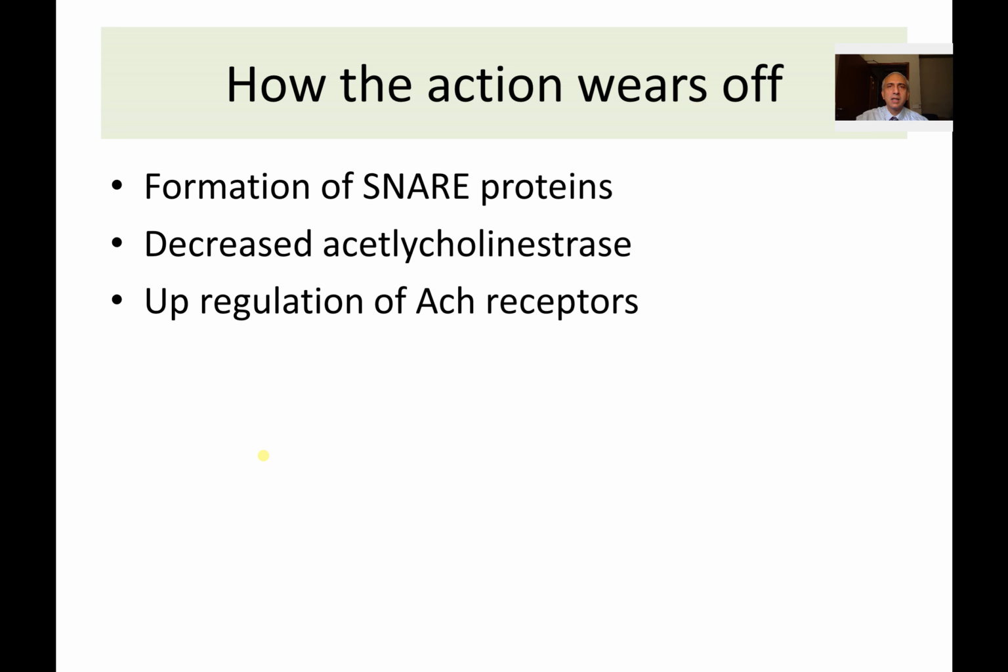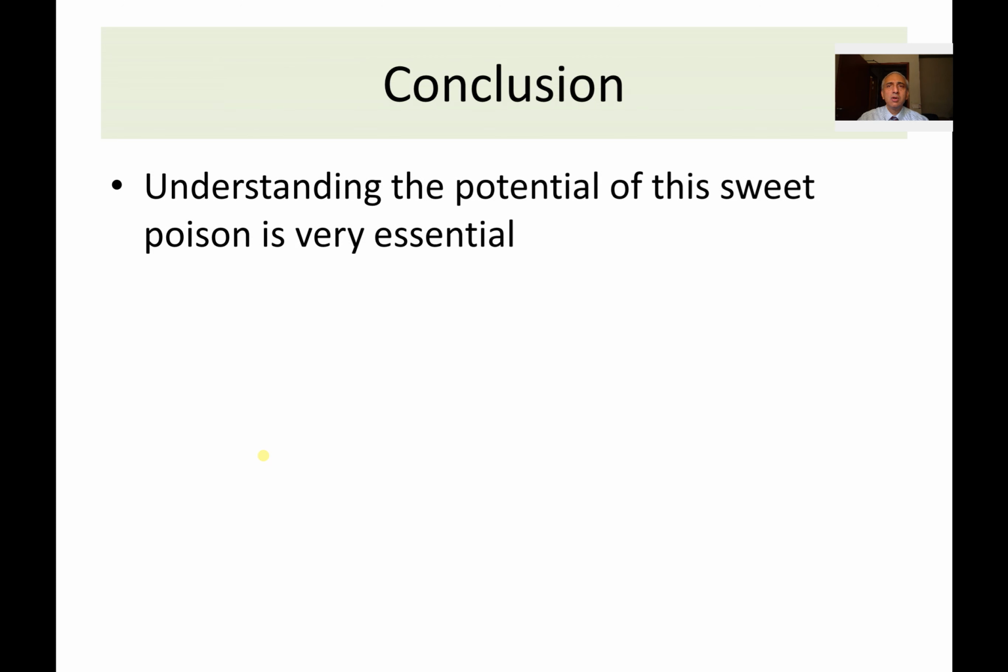And how does the action wear off? By the formation of new SNARE proteins, decreased acetylcholinesterase, and upregulation of acetylcholine receptors. So in conclusion, understanding the potential of this sweet poison is very essential so that we can use it to our advantage in controlling spasms in patients with hemifacial spasm and blepharospasm.